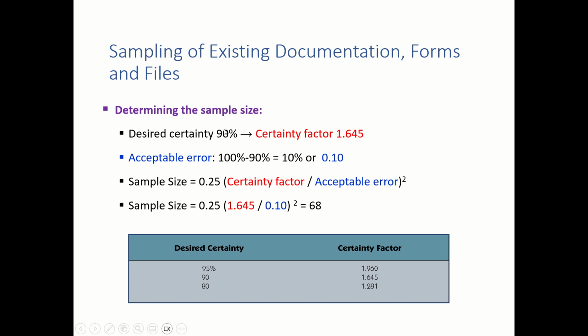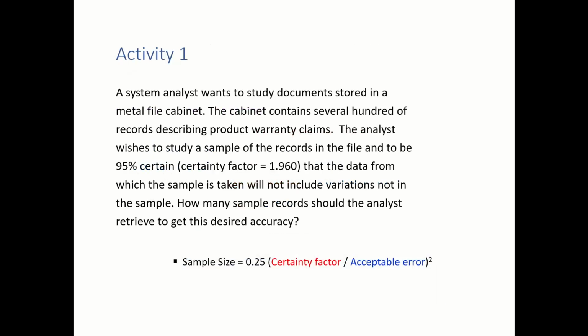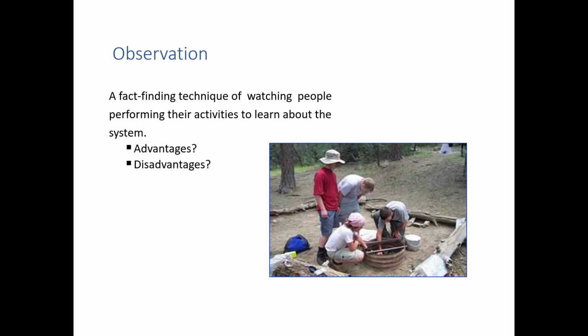Now, if the desired certainty is 90%, what would be the error? 100 minus 90%, so 0.10, right? You can simply apply it over the formula. So 0.25 into the certainty factor, which is 1.645 because it is 90%, divided by the acceptable error. The acceptable error is 0.10, the whole square. So that is almost 68. So almost 68 percent of the content you can get from your sampling documentation. So this is exactly how you will do the sampling.